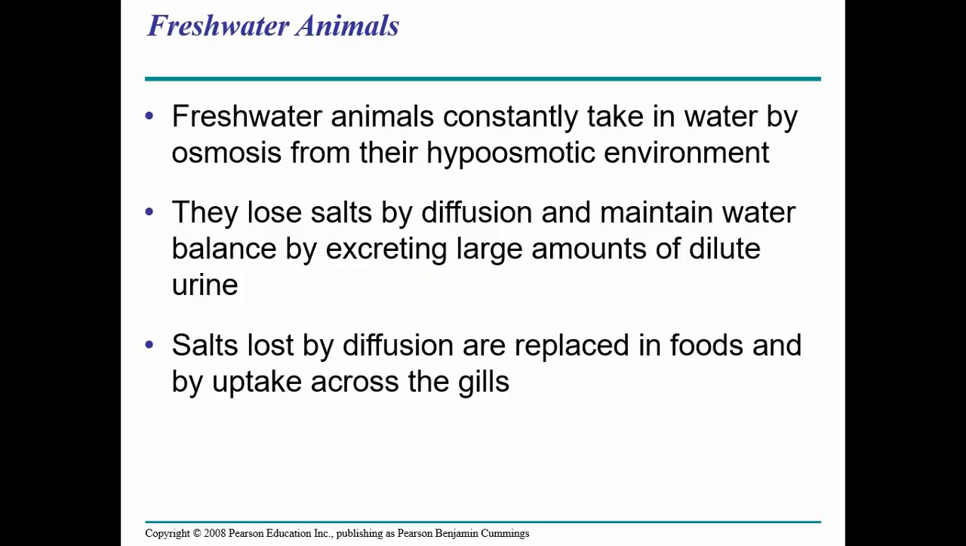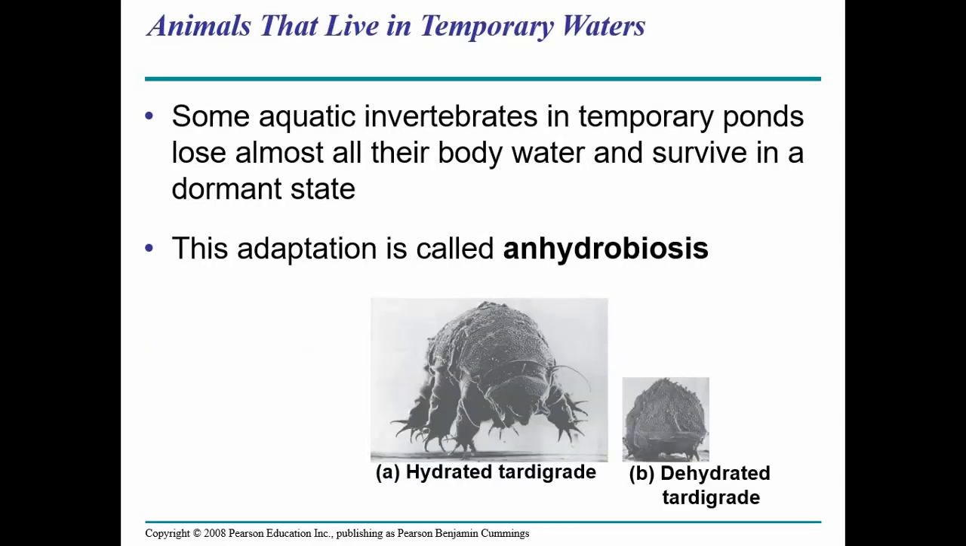Freshwater animals, I have told you before, so this is the summary. Freshwater animals constantly take in water by osmosis from their hypoosmotic environment, and they lose salt by diffusion. They maintain water balance by excreting large amounts of dilute urine. Salt loss by diffusion is replaced in food and by uptake across the gills. So that's what happens with freshwater animals.